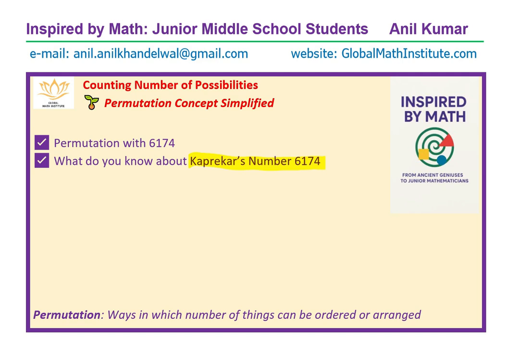But first, let's find the number of ways in which these four numbers, 6174, can give you different numbers, right? And we call it also permutation. So permutation is basically ways in which a number of things can be ordered or arranged. Beautiful. Now, permutation has great applications.